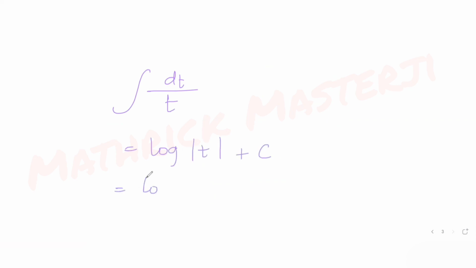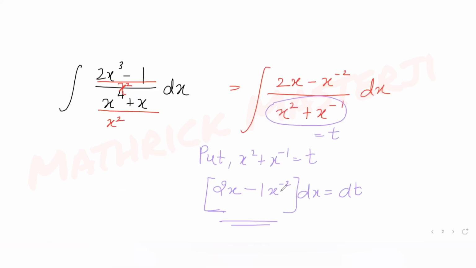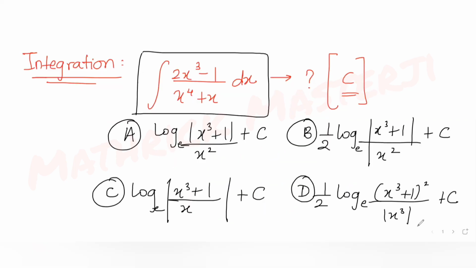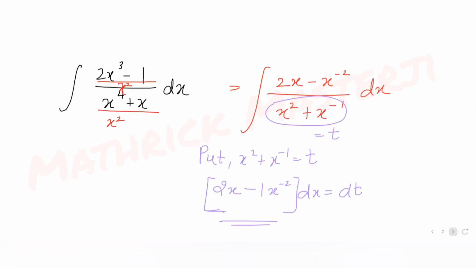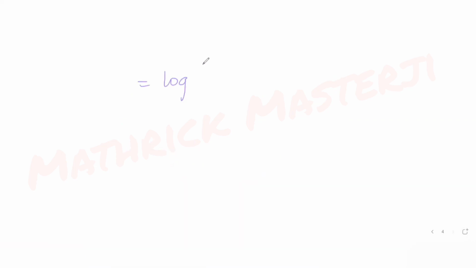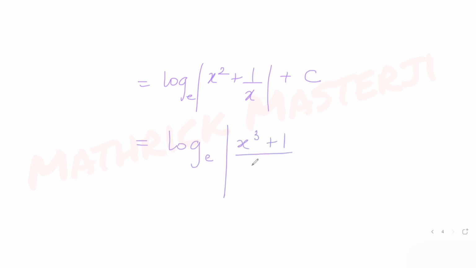If I resubstitute, I get log of mod of t, and in this case we have put t as x square plus x raised to minus 1. So you get log of mod of (x square plus x raised to minus 1) plus c. Now if I look at my answer choices, none of them are in that form. So if I try to simplify this, x raised to minus 1 I can write as x square plus 1 over x to the base e plus c. So that gives me log to the base e of (x cube plus 1) over x plus c. So I get this answer.